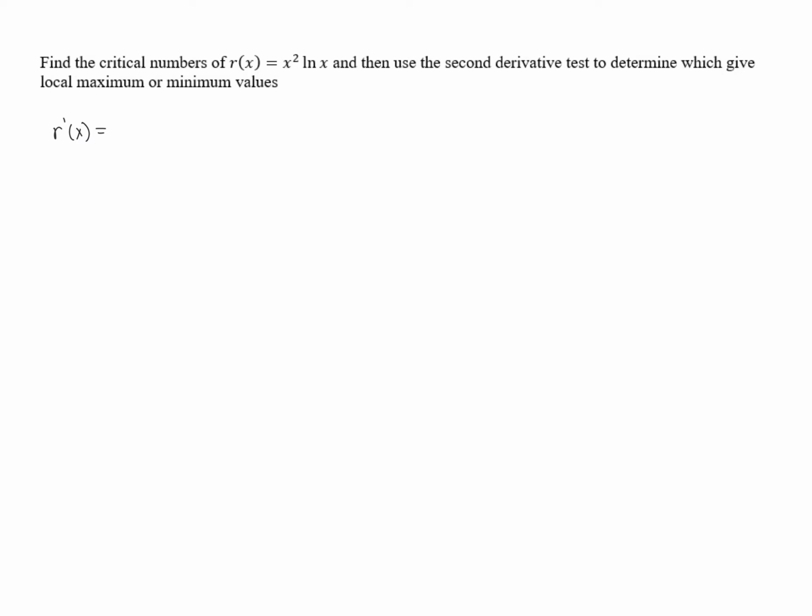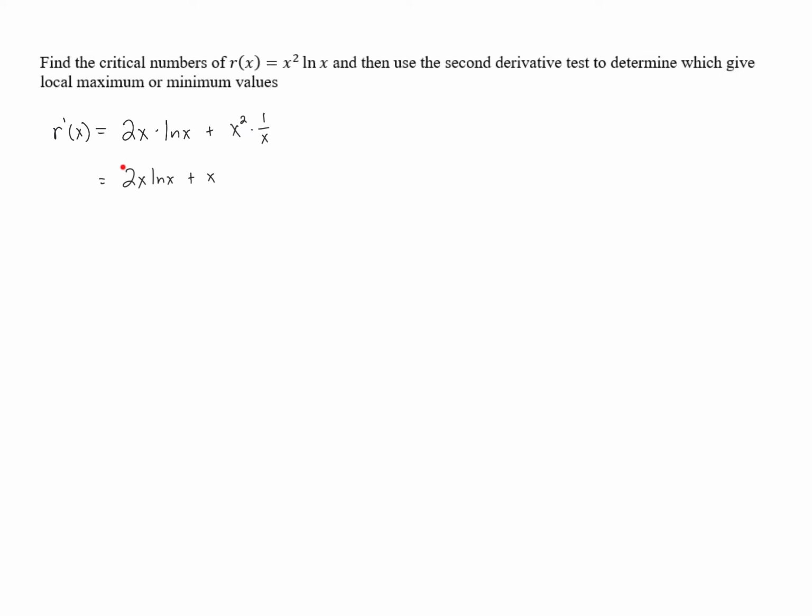So for the product rule, we have the derivative of the first, which is 2x, times the second, ln of x, plus the first function, x squared, times the derivative of the second. The derivative of ln of x is 1 over x. So we can rewrite the second term as just x, because x squared times 1 over x is x. And we need to know when this is equal to 0 and undefined.